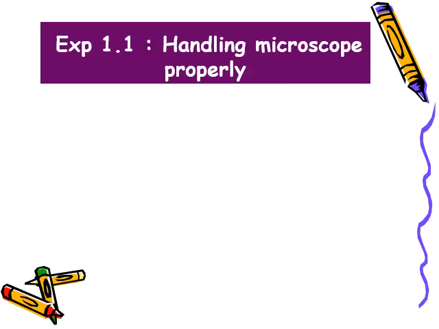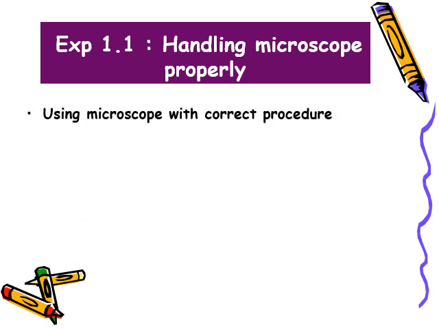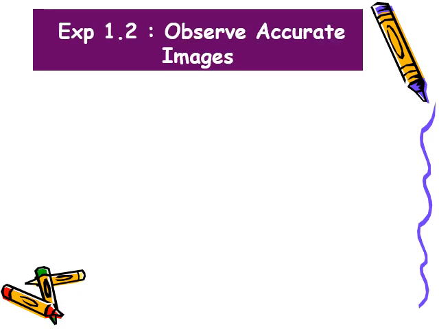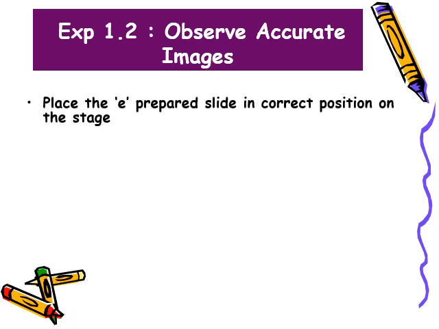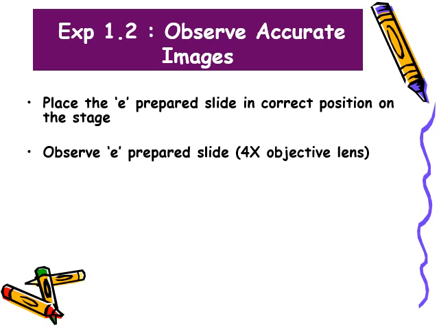For experiment 1.1, which is handling microscope properly, students should be able to handle a microscope based on the simulation video that is provided. For experiment 1.2, which is observing an image accurately, firstly, the student must place the prepared slide in the correct position on the stage of the microscope. Then, students should observe a prepared slide under 4x magnification objective lens.